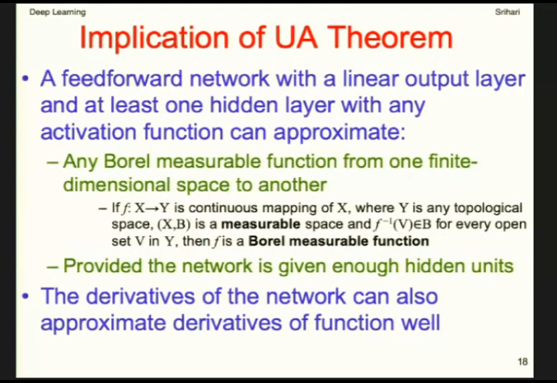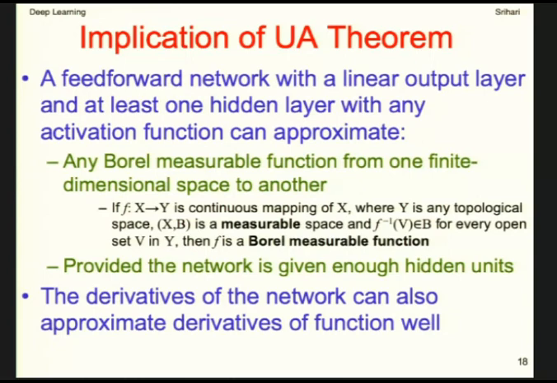You gotta get Borel type of stuff. So anyway, not super mathematicians here. Maybe some of you are, and that's what you would have to go through to show the UA theorem, the universal approximation. Practically speaking, it is saying one layer is enough to compute any computation, provided the network is given enough hidden units. The derivatives of the network can also approximate derivatives of the function.